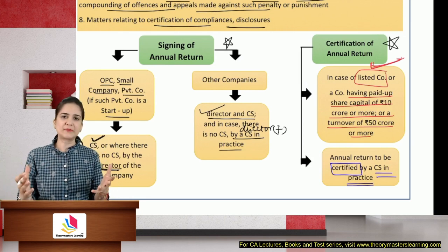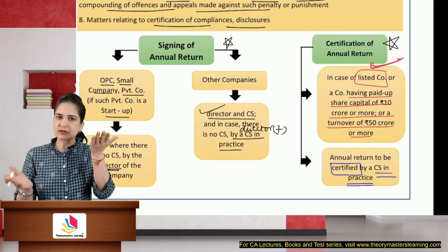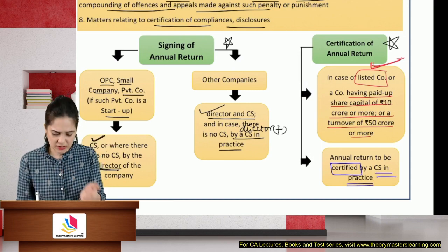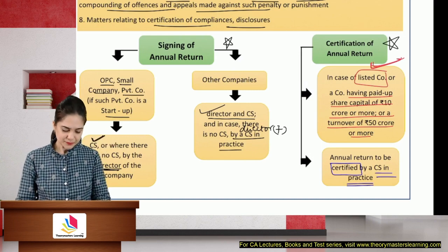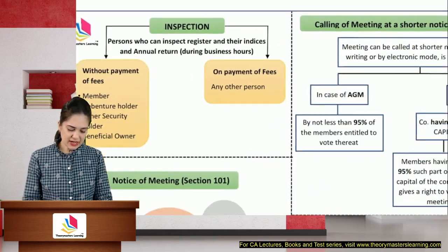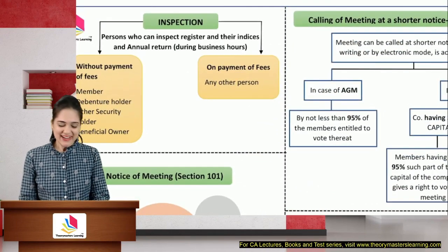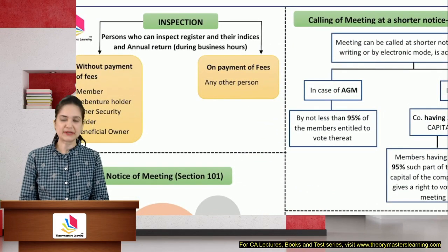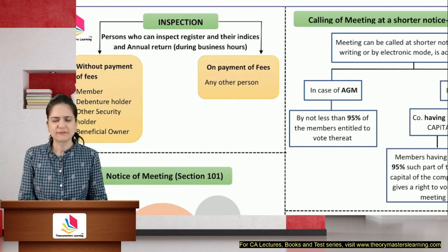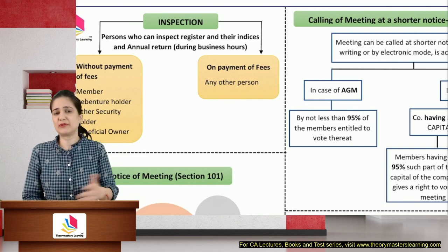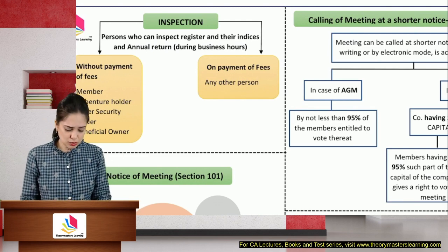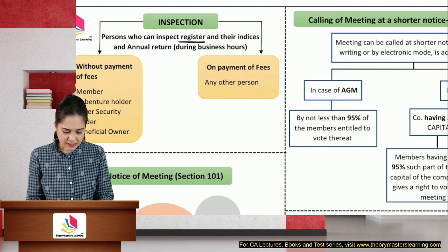So what will the company do? The company will file the annual return as well as the certification. Then we have inspection. Along with the register, we will maintain index of register. We will maintain other registers. We will maintain books. So who can inspect register, indices, annual return?